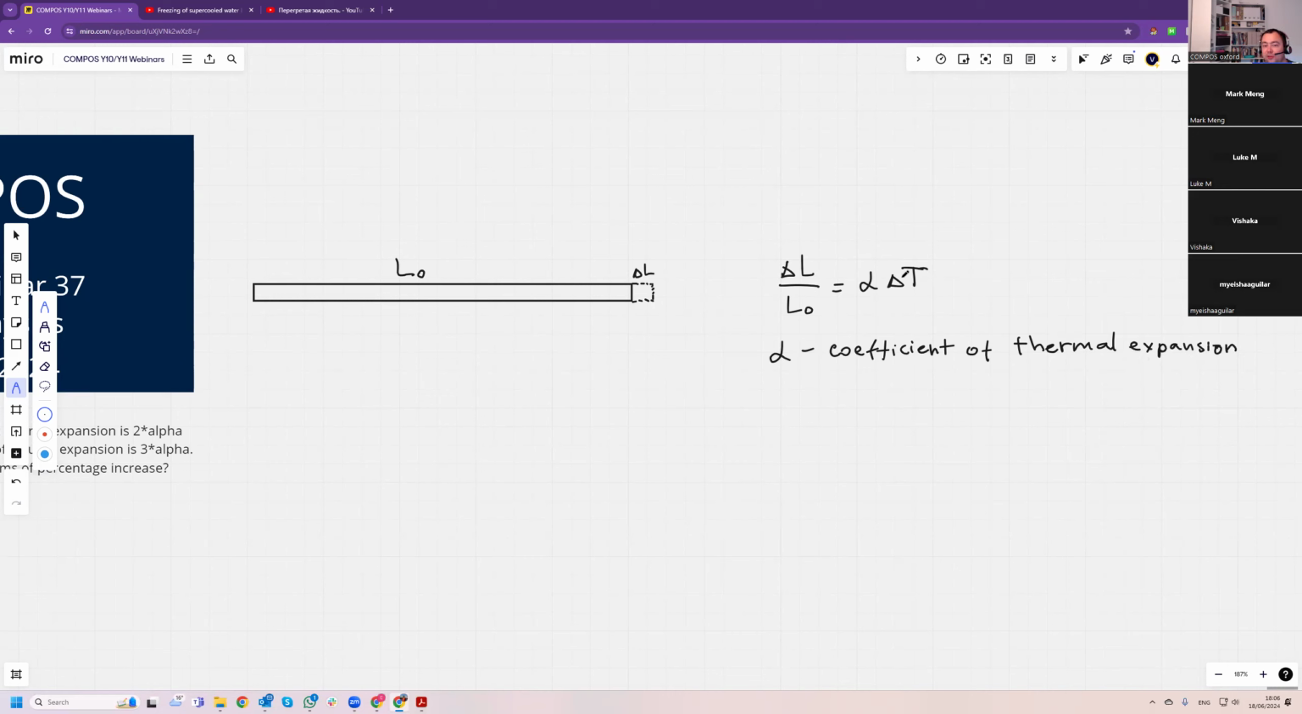That means for every degree Celsius, the increase is given by delta L. You can rearrange that: delta L is equal to alpha delta T L0.